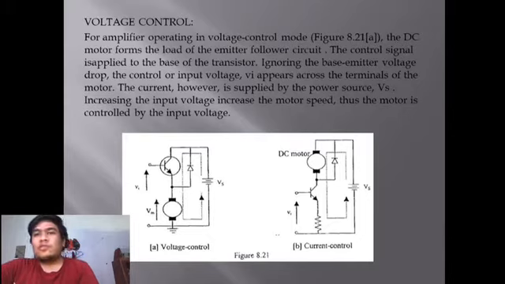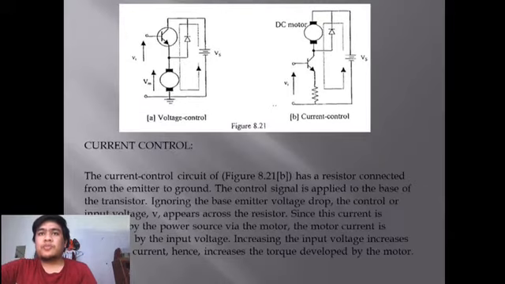A, voltage control and B, current control. Current control. The current control circuit of figure 8.21b has a resistor connected from the emitter to ground. The control signal is applied to the base of the transistor. Ignoring the base emitter voltage drop, the control or input voltage VI appears across the resistor. Since this current is supplied by the power source via the motor, the motor current is controlled by the input voltage. Increase the input voltage, increase the motor current, hence increase the torque developed by the motor.